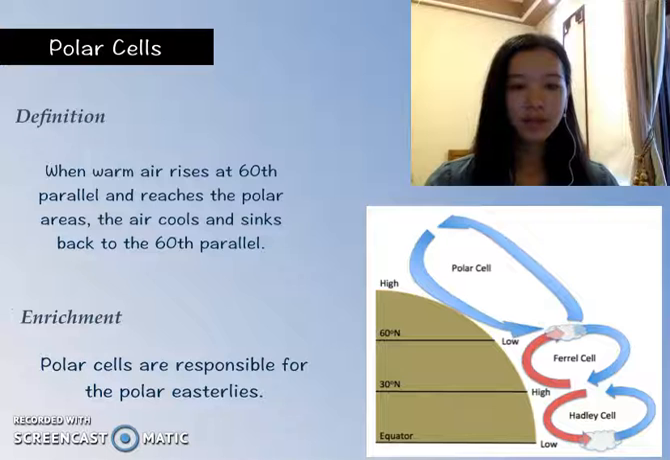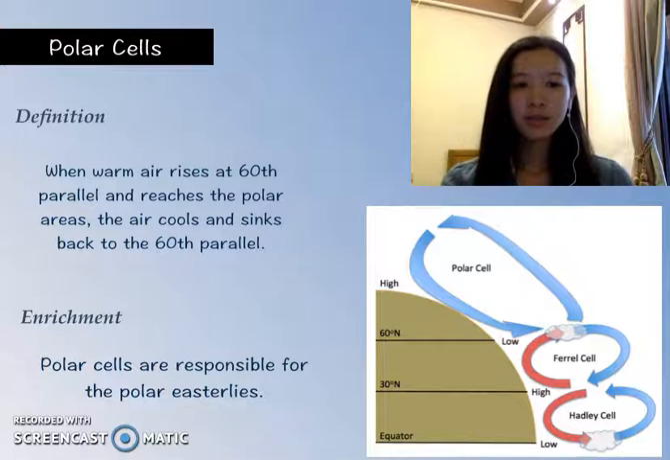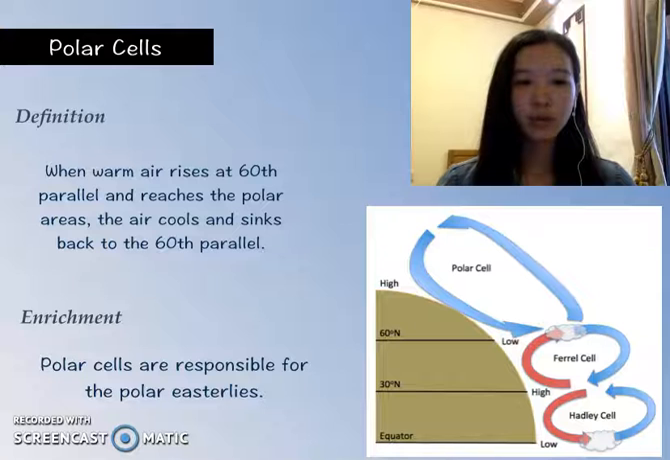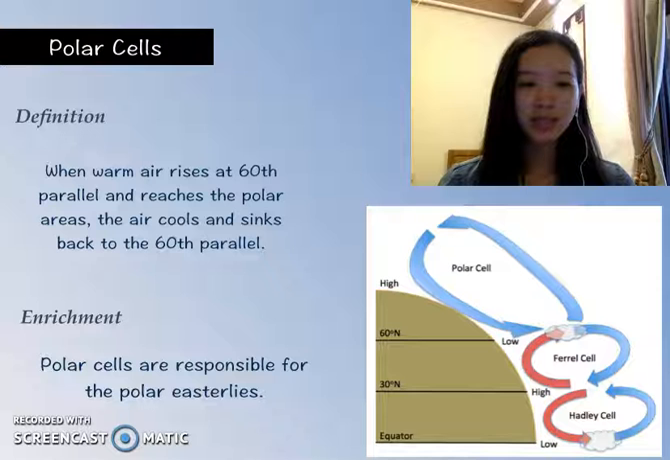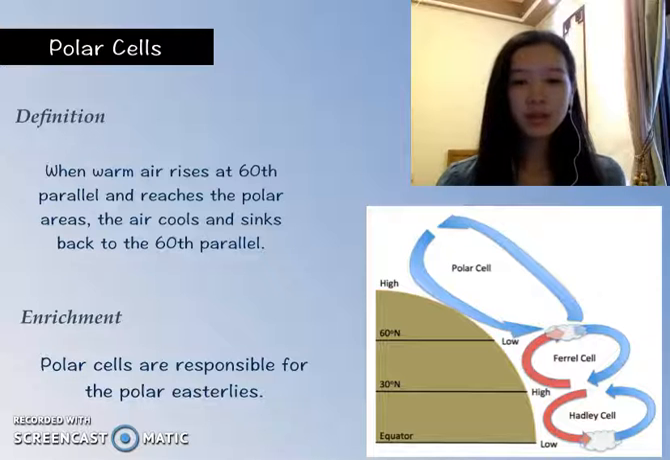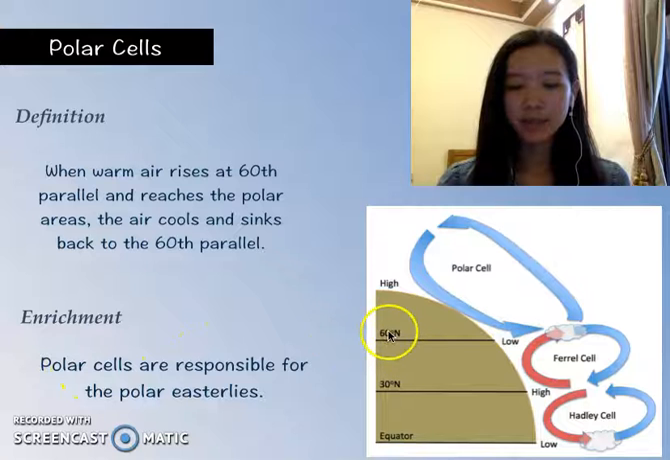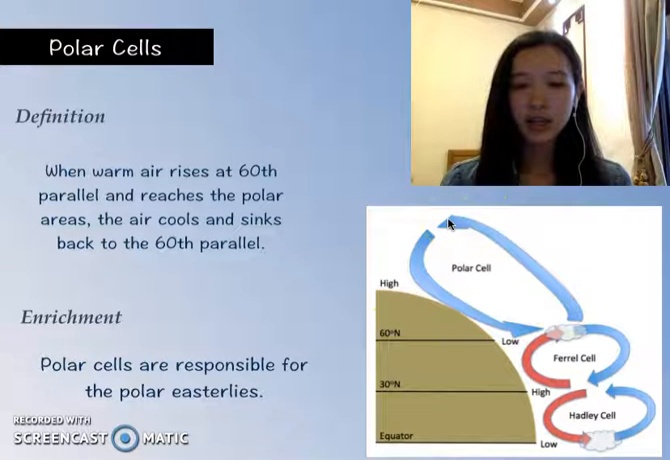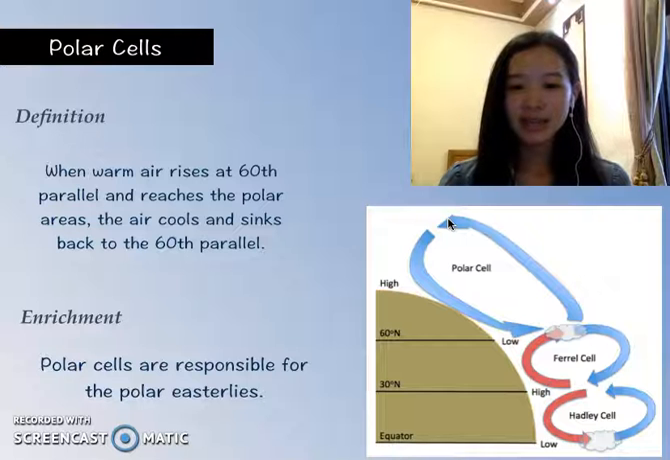Now let's look at the polar cells. The polar cells occur when warm air rises at the 60th parallel and reaches the polar areas. The air cools and sinks back to the 60th parallel. So in this diagram, we can see that the polar cell rises at 60 degrees, and when it reaches the polar regions, it begins to descend and moves back to 60 degrees.